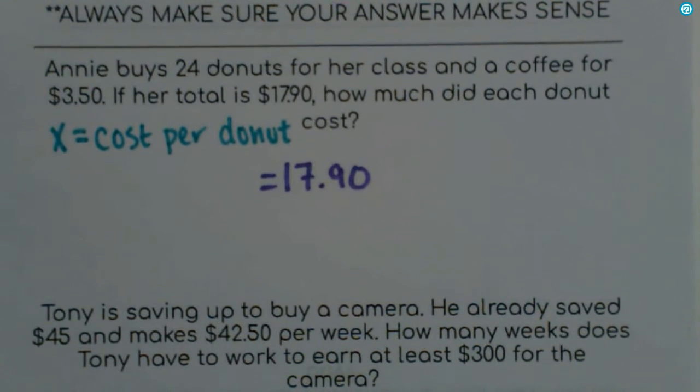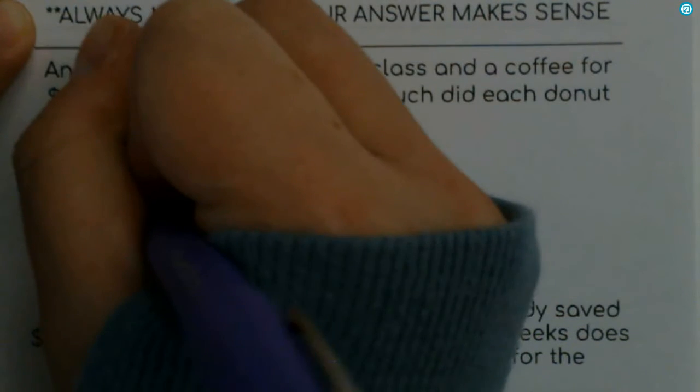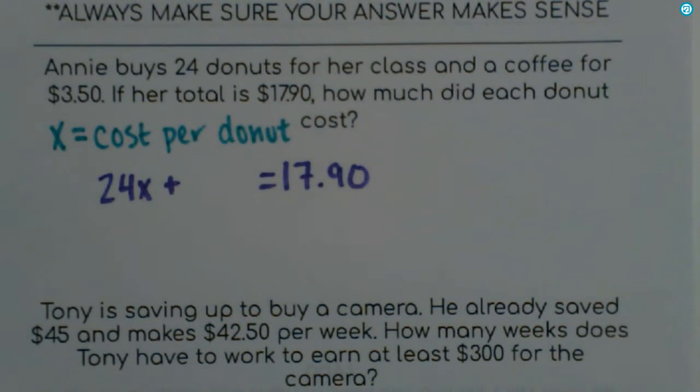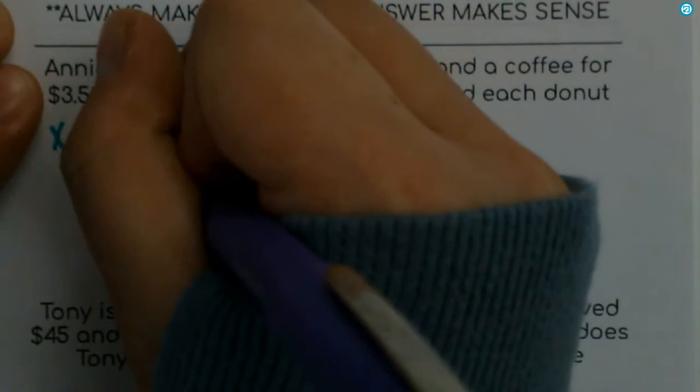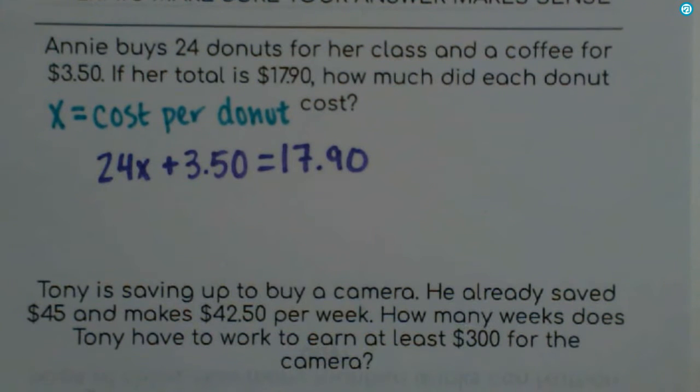We know that she spent money on two things. She spent money on 24 donuts and she spent money on her coffee. So 24 times x, our unknown value, can go first. So we'll have 24x plus 3.50 because we know she spent $3.50 on the coffee. So I've got 24x plus 3.50 equals 17.90.